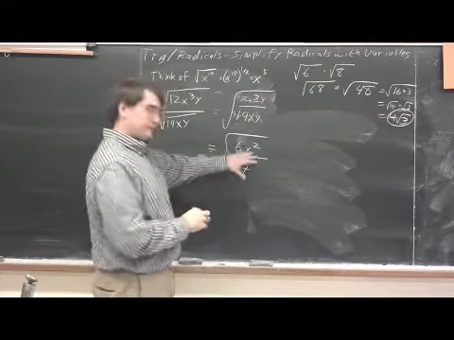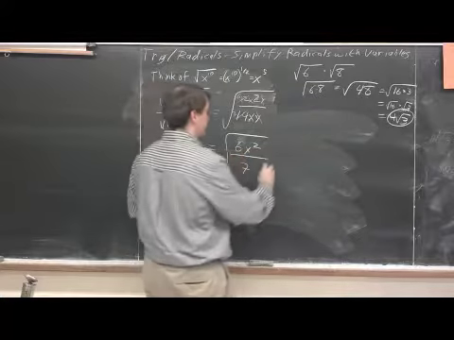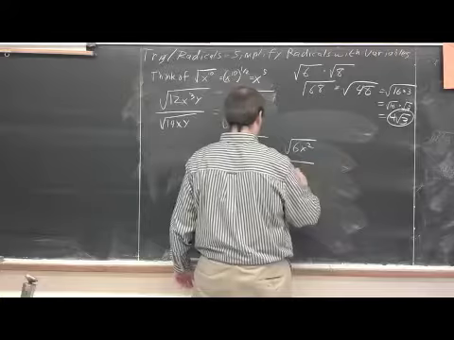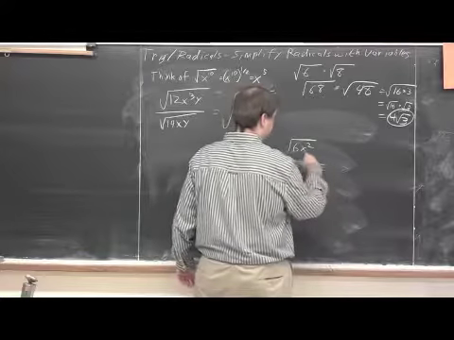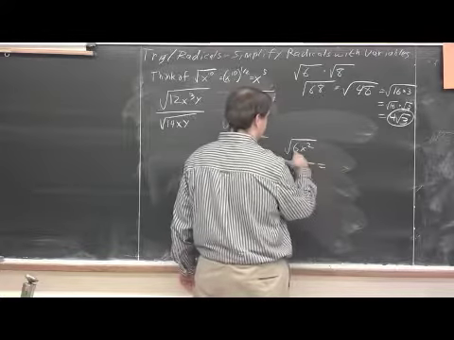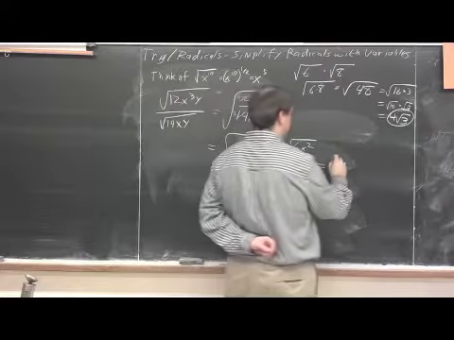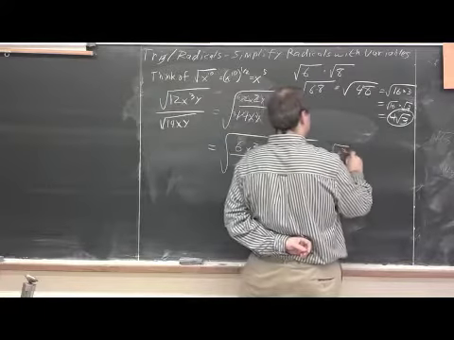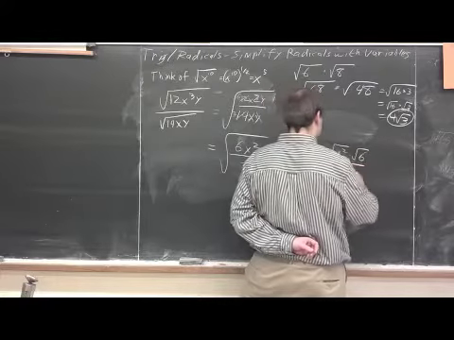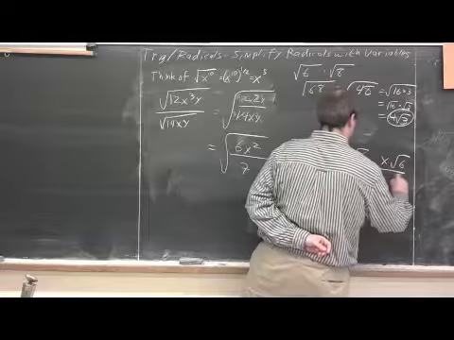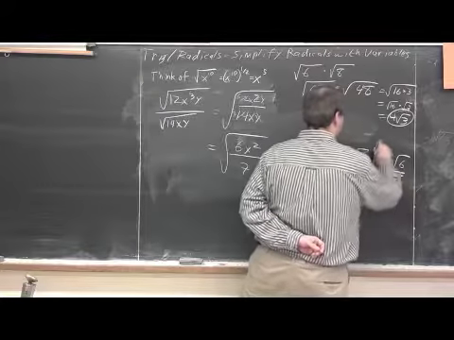Now, I can't reduce that anymore, so now I go back to looking at the radicals individually. Radical 6x squared over radical 7. And then finally, that x squared, I can take that out. There's no perfect square that goes into 6, though. So that's going to be radical x squared times radical 6 over radical 7. And so my final answer is x radical 6 over radical 7.